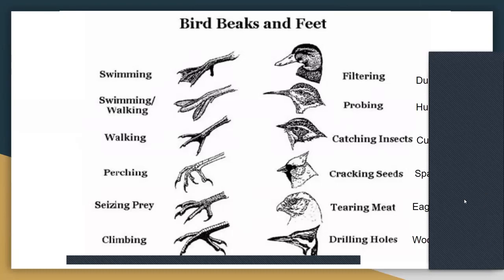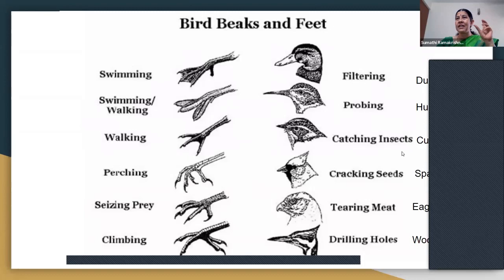Then, this is for catching insects, cuckoo bird. You can give an example for each variety, one example so that he can remember it. Then cracking seeds, sparrow. The beak helps it to crack the seed.